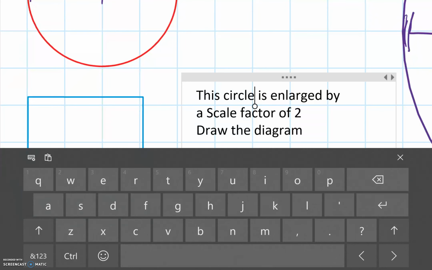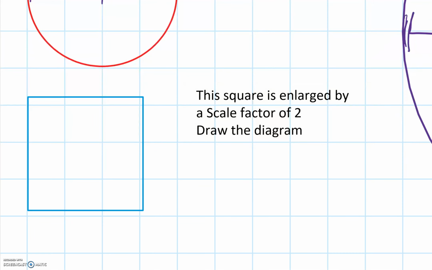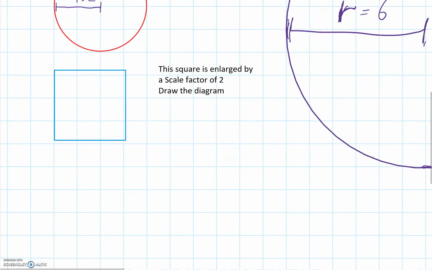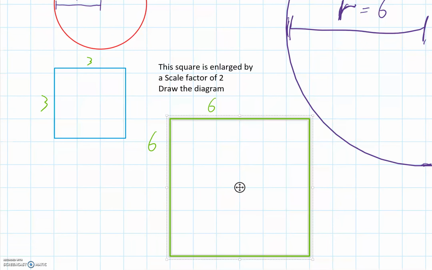Oops, I wrote this circle. I meant to write this square is enlarged by a scale factor of 2. Draw the diagram. Okay. We can do this one by figuring out that this is 3, this is 3, so we should have 6 by 6. So let's try that right now. So it's 4, 5, 6. 4, 5, 6. There you go. So that's our final product.